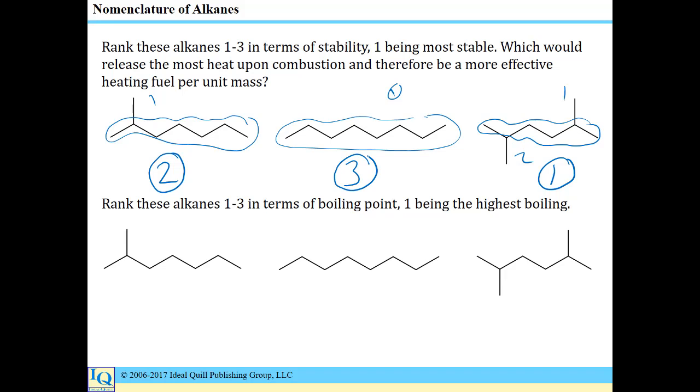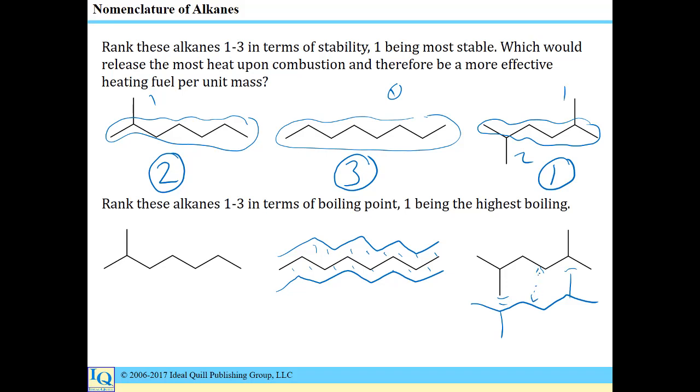Now, the number of branches also influences the boiling point. So in the second part of the problem, it's asking us to rank these in terms of boiling point, with number 1 for the compound with the highest boiling point. Now, if a compound is linear, you remember the boiling point is related to how strong the intermolecular forces are. I can have a lot of London dispersion forces acting along the whole length of this molecule if it's linear. If I start putting branches on, the branches start to push these molecules further apart. So it's harder for them to get close enough for London dispersion forces to be significant.